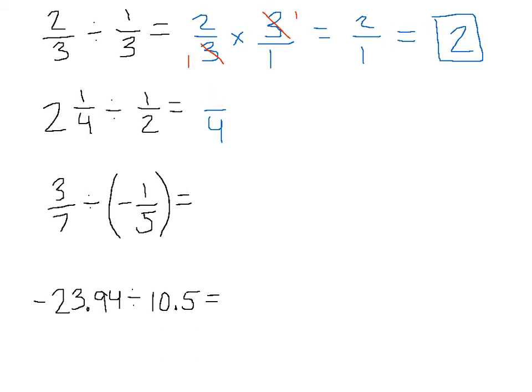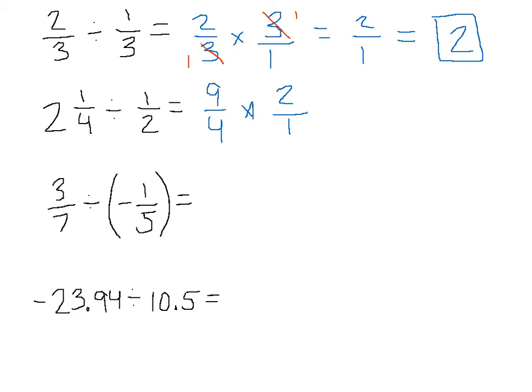In order to get the top, I have to do 4 times 2. 4 times 2 is 8. 8 plus 1 is 9. So we end up with 9/4. I'm going to change the sign to multiplication, and this 1/2 is going to flip and turn into 2/1.